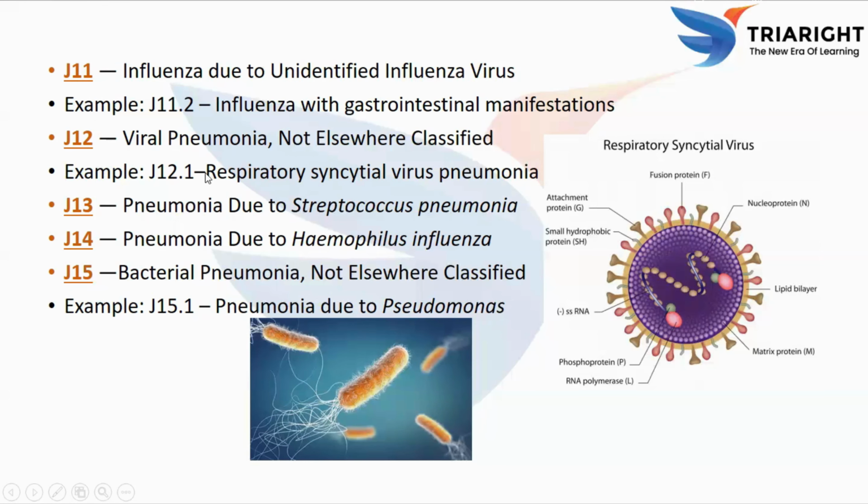For example, J12.1. What is it? RSV pneumonia, which is common in infants and elderly people. The diagram on the right shows the structure of the RSV virus, meaning respiratory syncytial virus. It includes an outer lipid layer and surface proteins that help it infect the lung cells. So what is J13? Pneumonia due to Streptococcus pneumoniae. What is this type of pneumonia?